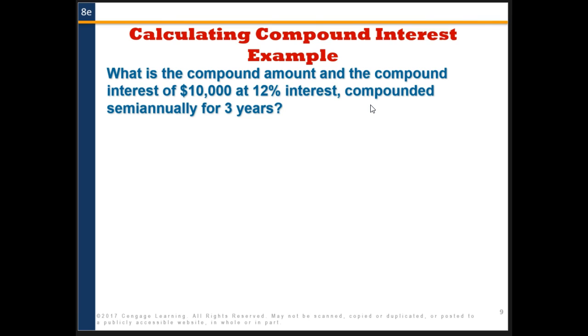So what is the compound amount and the compound interest of $10,000 at 12% interest compounded semi-annually for 3 years? So when we do these calculations, you'll notice that number one, it's a lot of work. So I want you to be really mindful of staying organized and listing everything out. Now they've said here compounded semi-annually for 3 years. Semi-annually means twice a year for 3 years. So we're going to have to make 6 different interest period calculations.